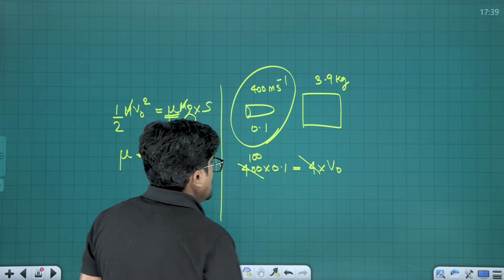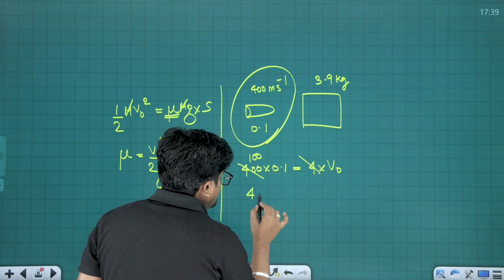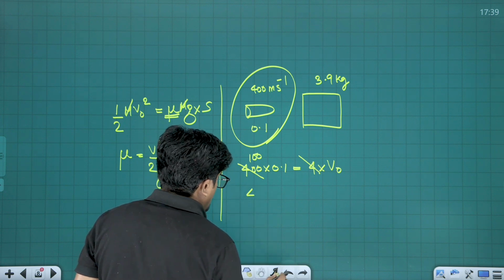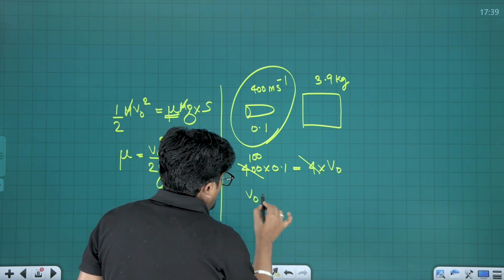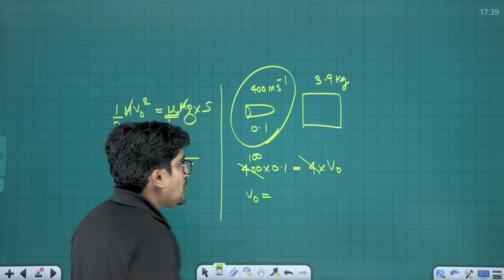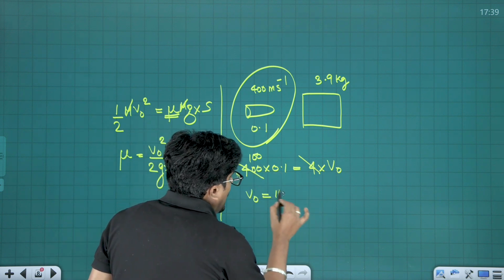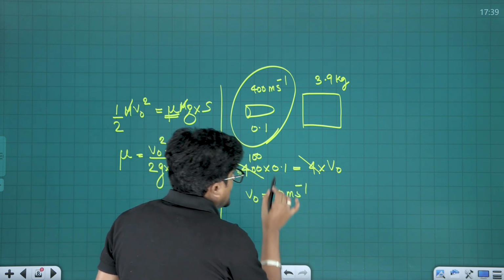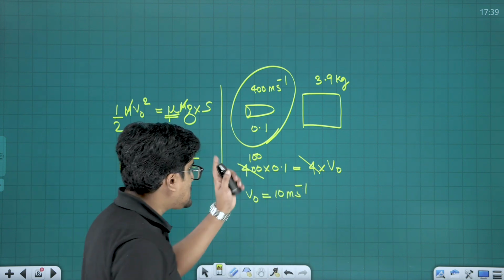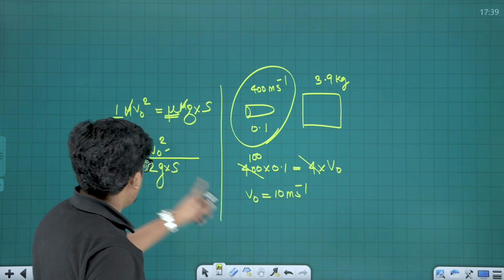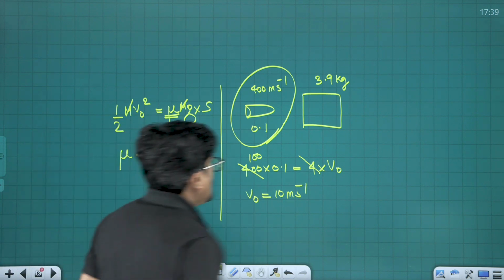100. Now, what is the value for V naught now? The value for V naught is 10 meter per second, because this is 1 by 10, 10 and 10 will cancel each other. That's going to be 10 meter per second. Now we know the value of V naught.